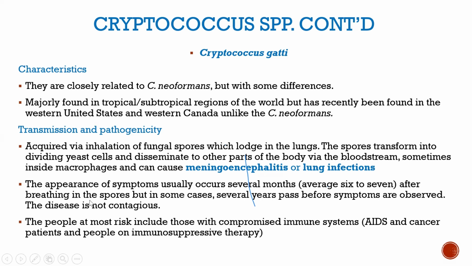The disease is not contagious, so it cannot be transmitted. So it's not contaminable. Okay, so the people at more risk are those that are immunocompromised, like I was saying. Whenever they ask about any of all these species, just say the people at most risk are those that are immunocompromised, that have a low immune system, like AIDS and cancer patients, or people on immunosuppressive therapy. So they're always at risk of any of all these infections.